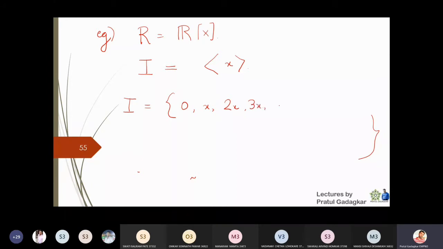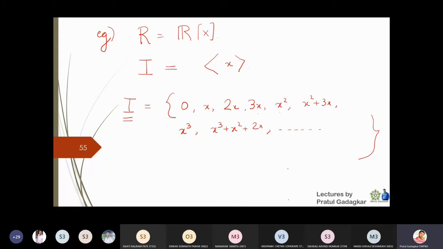And if I take x into x, which we call x square, that is also there. So if x square is there and 3x is there, this is an ideal, so it must be closed with respect to addition. So this means x square plus 3x must also be there. Then if I take x cube inside this, x cube is also in this ideal. This means that x cube plus x square plus 2x will also be an element of this ideal. So you can make any number of such combinations, and you will get all the elements of this ideal.